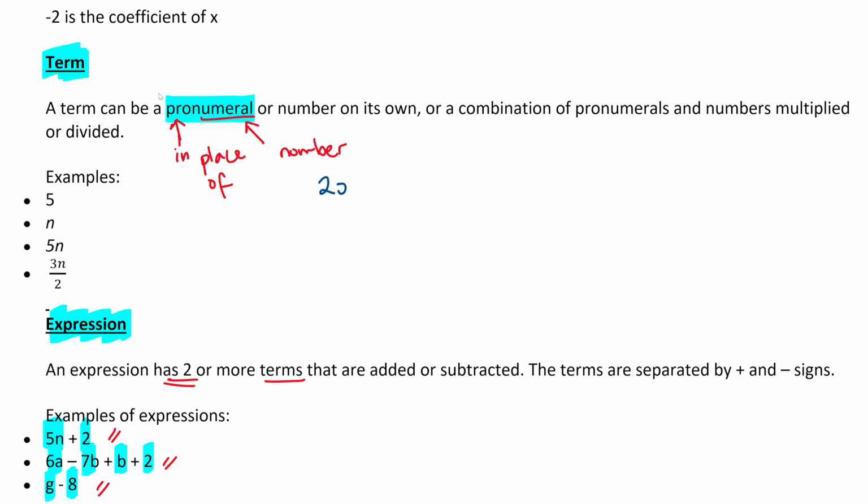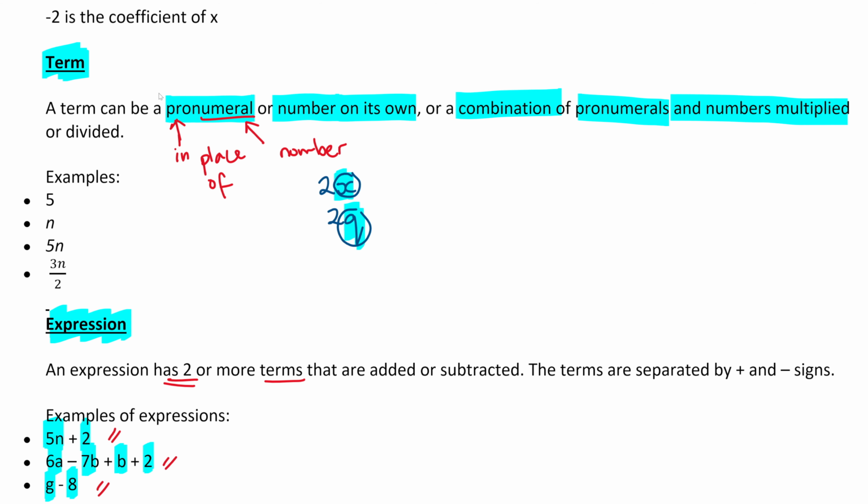For example, if I write 2x, what's the pronumeral? The pronumeral is x. If I wrote down 2q, then the pronumeral would be q. The pronumeral is just the letter. It's just a letter that represents a number. So a term can be a pronumeral or a number on its own, or a combination of pronumerals and numbers multiplied or divided.